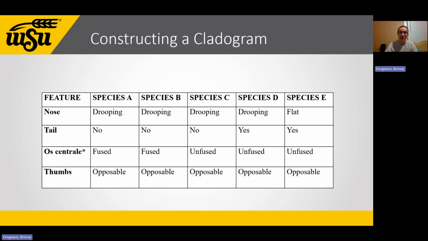So moving back to our table here, this is the same one from your guys' homework. You can see that we have species A, B, C, D, and E.